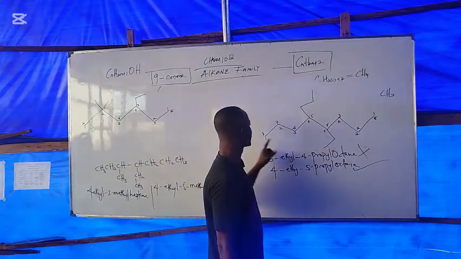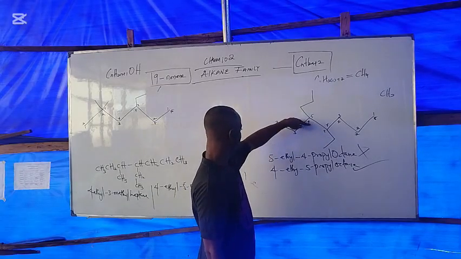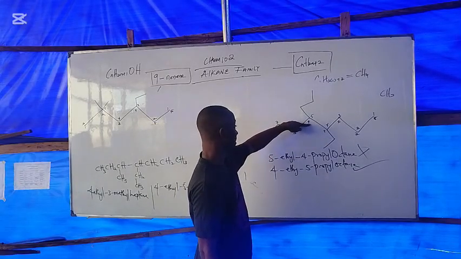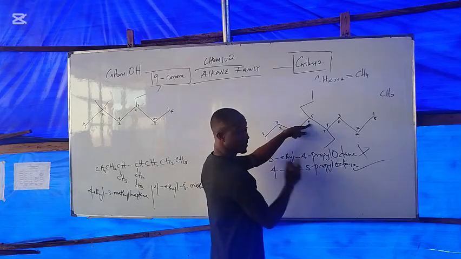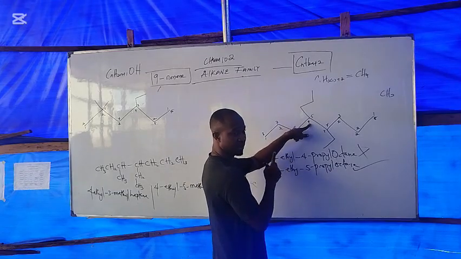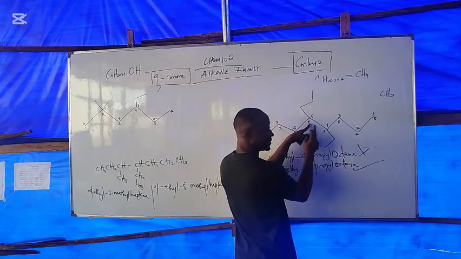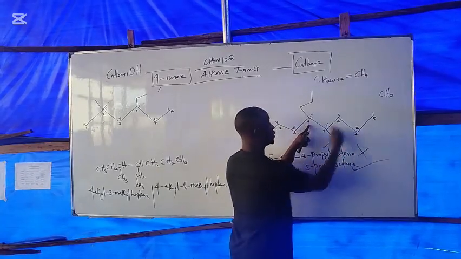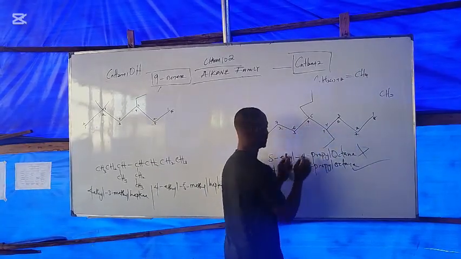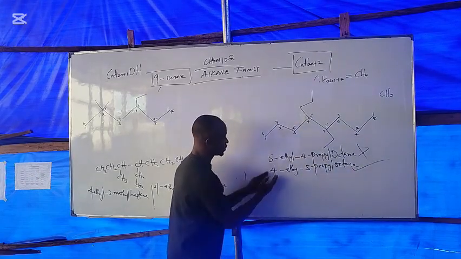Let's look at this. 1, 2, 3, 4. This is 4-ethyl. This is shortest, is it not so? Let's watch. 1, 2, 3, 4. Now, this one here, from this way, is 4. It's also 4 from here. You consider this way first, and this way.